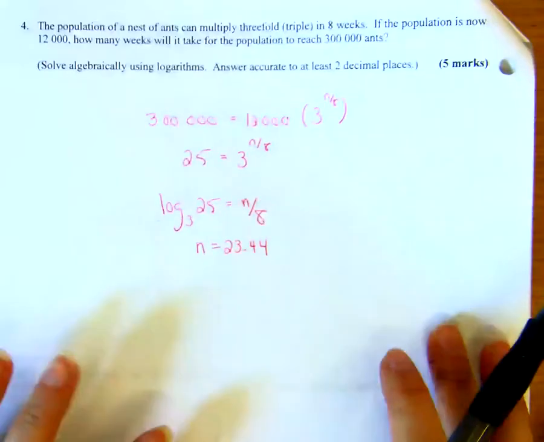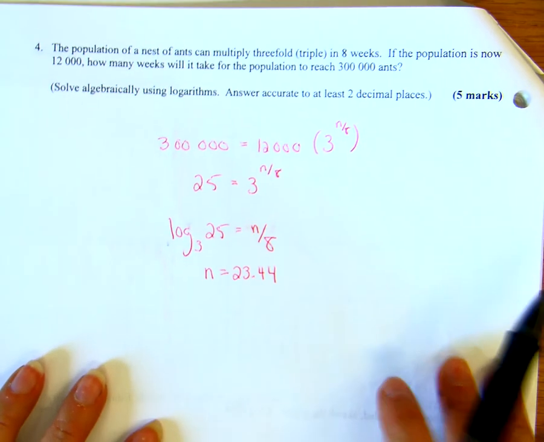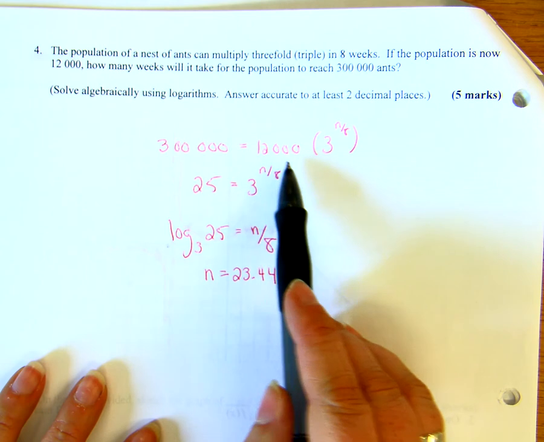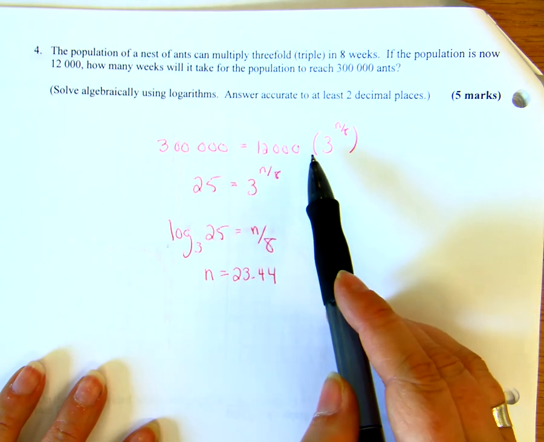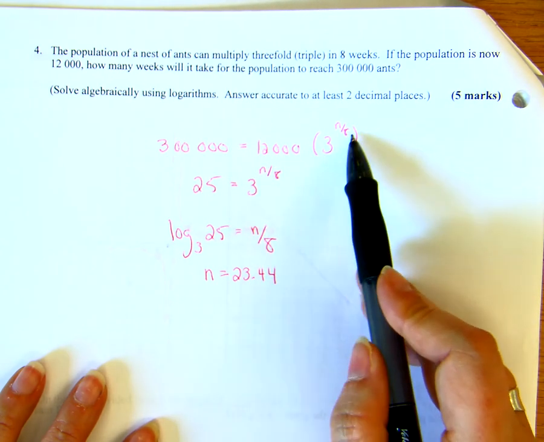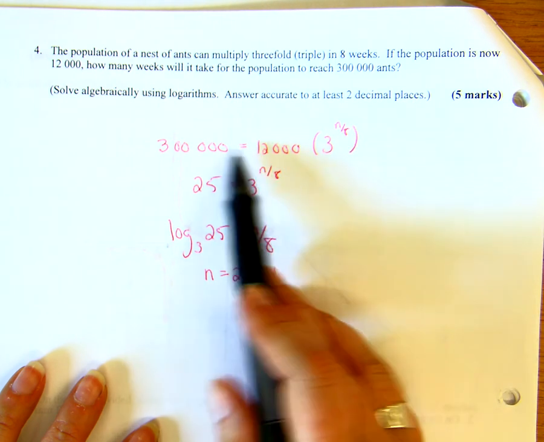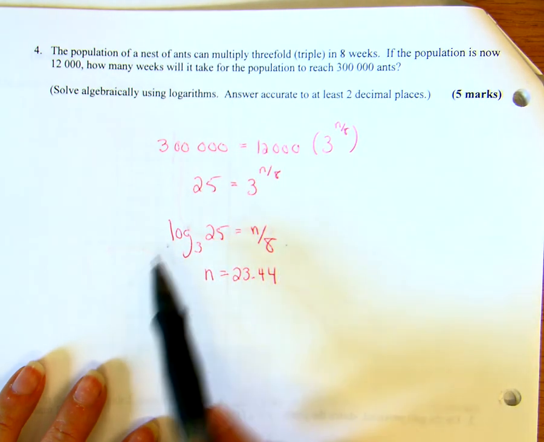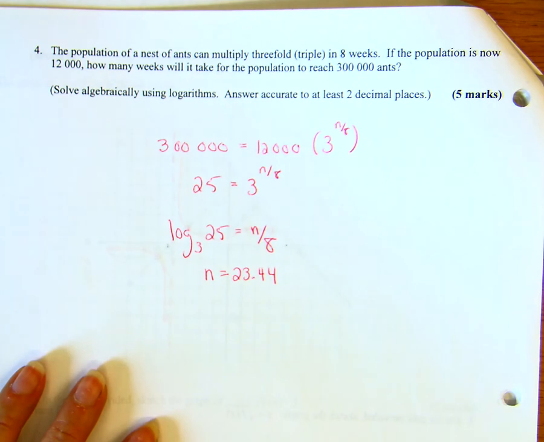And last but not least, solving an exponential equation. We end up with 300,000 ants, started with 12,000. We are tripling every 8 weeks. I want to know how long this takes. Divide out the 12,000, go into log form, multiply by 8. Nice and simple.